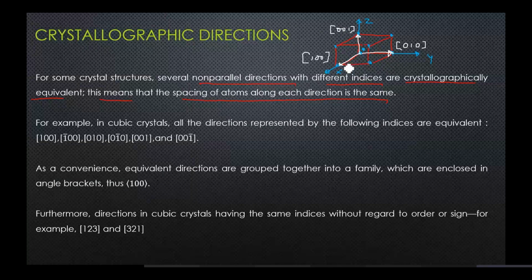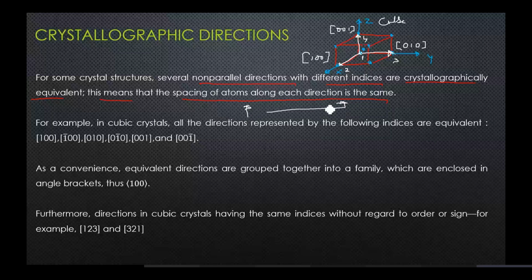Now, if I see all the three directions, do they have the same lengths? Since we are talking about a cube, yes. And for the atoms situated on these directional vectors, the distance between atom number 1 and atom number 2, the distance between atom number 1 and atom number 3, and the distance between atom number 1 and atom number 4, is this the same? Yes. So it means the spacing of atoms along each direction is the same. That means 100 is equivalent to 001 and is equivalent to 010 directions. These are crystallographically equivalent directions. Clear enough?